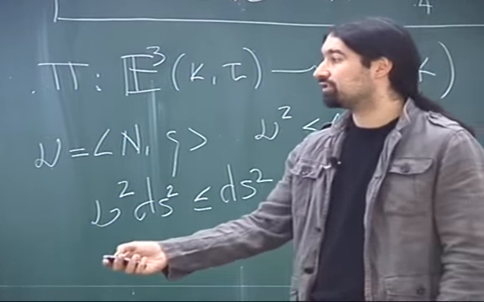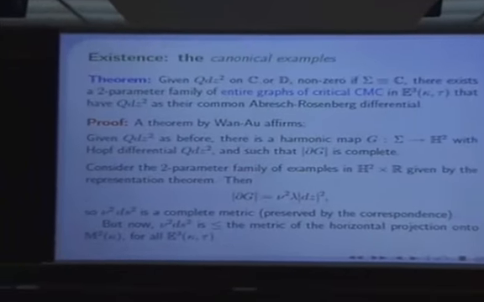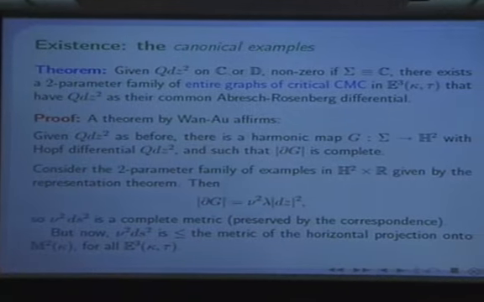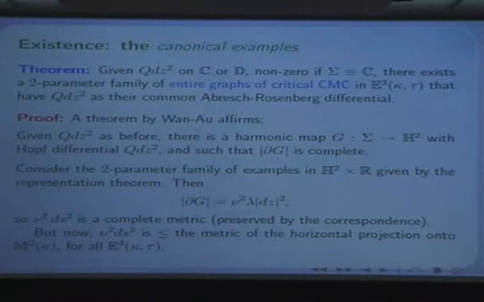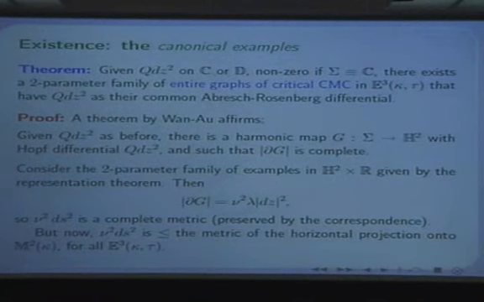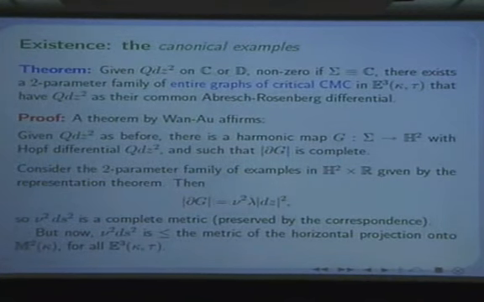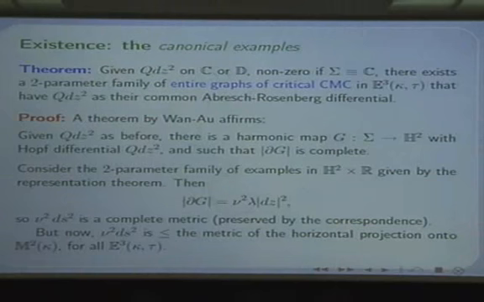And let me say also that this metric is preserved by the sister correspondence. Why? Because we said that the correspondence was isometric and preserved the angle function. So this thing is preserved. So this is true not just for h equal to 1/2, but for all other values of critical constant mean curvature.